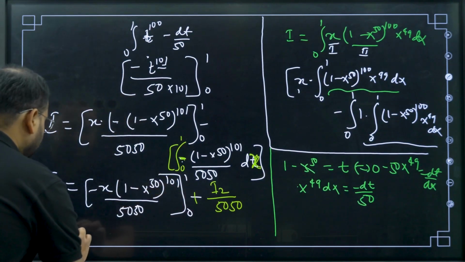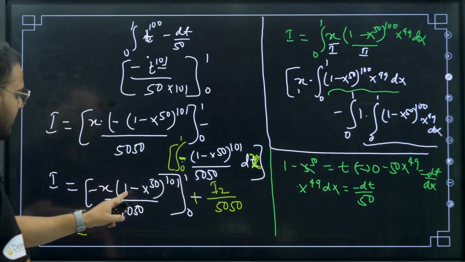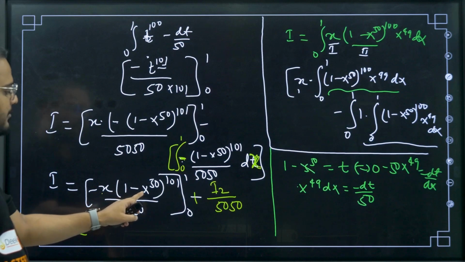Put the limit over here, let's check. Put the limit over here. If I put 1, if I put the upper limit, I'll get what? This will be 1, but this will be 1 minus 1 power 50.